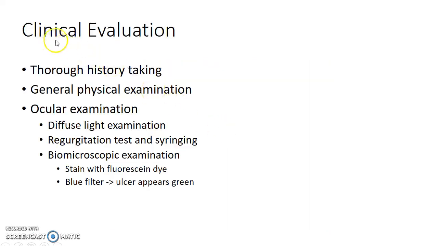Now let us see about the clinical evaluation of a patient with corneal ulcer. Thorough history taking should be done. General physical examination should be done. Ocular examination should include diffuse light examination, regurgitation test and syringing to rule out lacrimal sac infection. Biomicroscopic examination should be done with fluorescent dye. The eye should be observed under blue filter after staining with fluorescent dye. The ulcer appears green in this case.